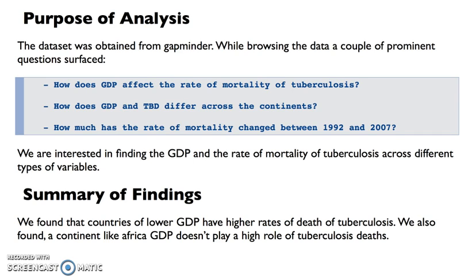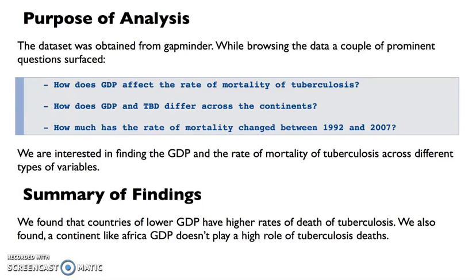So for our project, we decided that we were going to be comparing mortality of tuberculosis and GDP, and we obtained these data sets from Gapminder. And while getting these data sets, we wanted to see what type of relationships we could find. So we came up with these questions: How does GDP affect the rate of mortality of tuberculosis? How does GDP and TB differ across the continents? And how much did the rate of mortality change between 1992 and 2007?